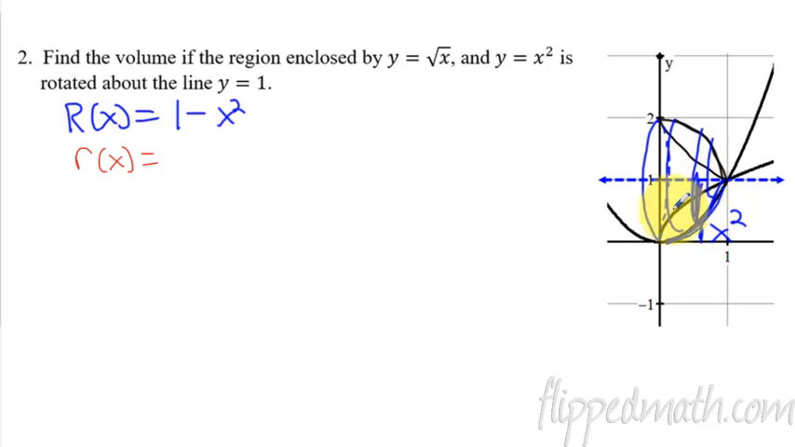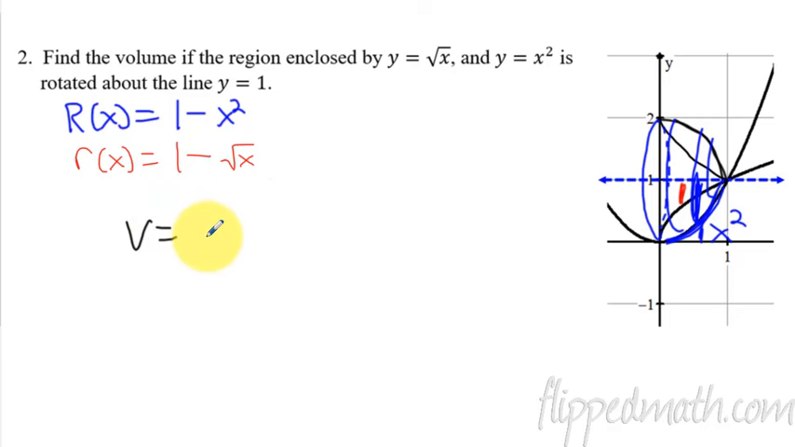And then the little one, the red one, in order for us to get this distance right there, we're going to take the number 1 and subtract that square root graph. 1 minus the square root of x. That's the radius from the middle to the inside of the object. Okay, so now we can set up our volume, and we're not going to actually evaluate this. We're going to save ourselves some time.